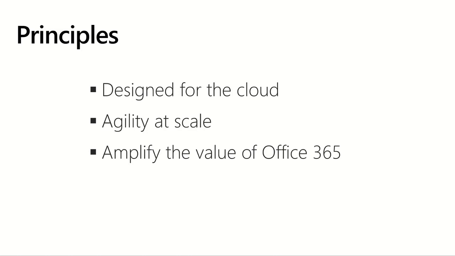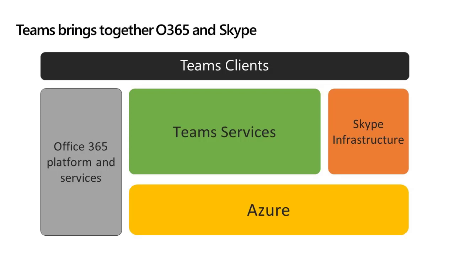Let's look at the overall high-level architecture. Let's pay attention to the color coding here, because you're going to see these colors repeated throughout the presentation. At the top, we have the Teams clients: Windows, desktop, browser, iOS, and Android. At the left is the Office 365 platform and services. The green in the middle is where you see the Teams collection of services. The orange is the Skype infrastructure. And down below at the bottom, it's all running on top of Microsoft Azure.